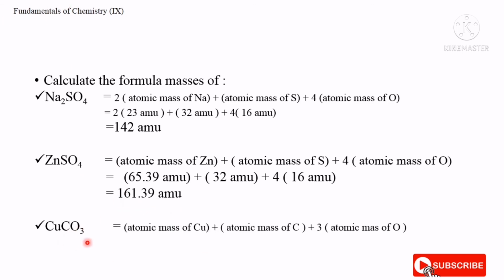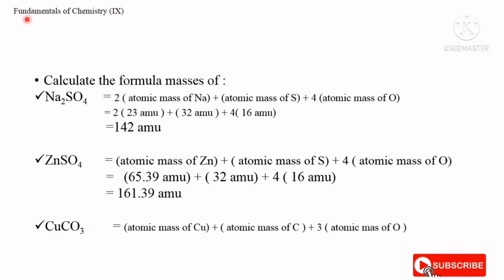We have cuprous carbonate, and as we see, there is 1 atom of copper, 1 atom of carbon, and 3 atoms of oxygen. So there is 1 atom of copper, so 1 multiplied by the atomic mass of copper, plus the atomic mass of carbon multiplied by 1. Why? Because there is 1 atom of carbon. So the atomic mass of oxygen multiplied by 3. Why? Because there are 3 atoms of oxygen in cuprous carbonate.